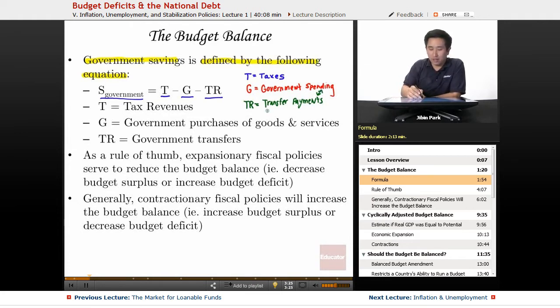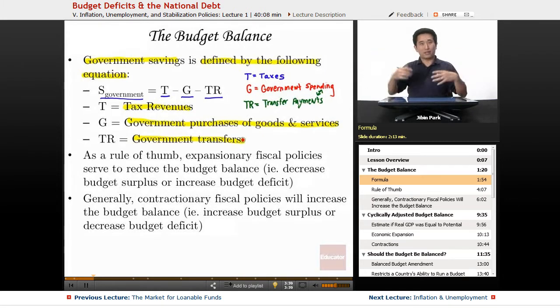Another way to look at this is in terms of implicit liabilities. When we're dealing with the budget balance, Social Security and Medicare, these two expenditures, have a huge impact on the future fiscal outlook of the United States. So again, you get the tax revenues, which is money coming in. You have the government purchases of goods and services, which is money going out. And then you also have the government transfers, which is also going out. When you take the taxes and subtract these two things, this is the government savings that occurs.